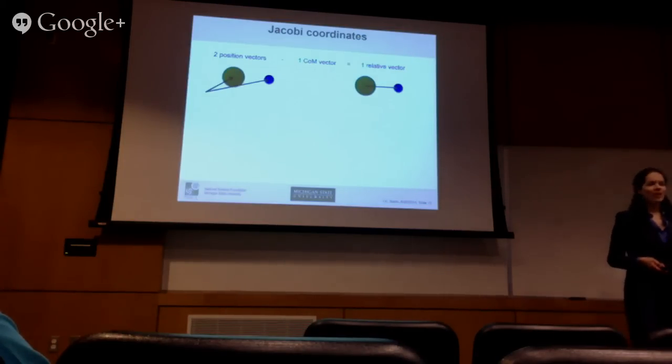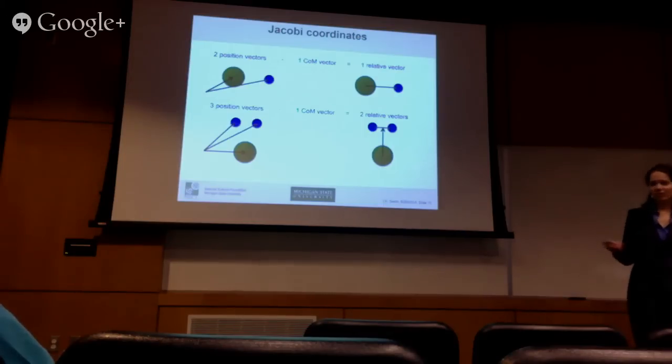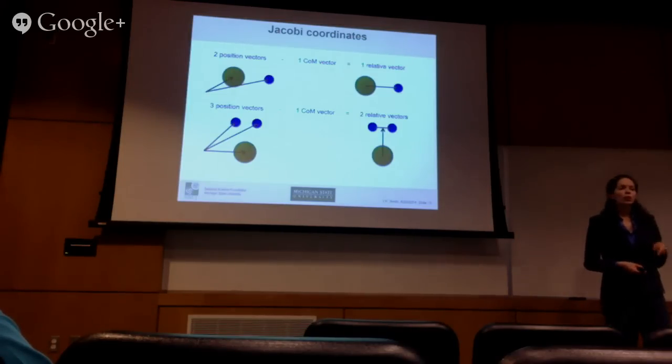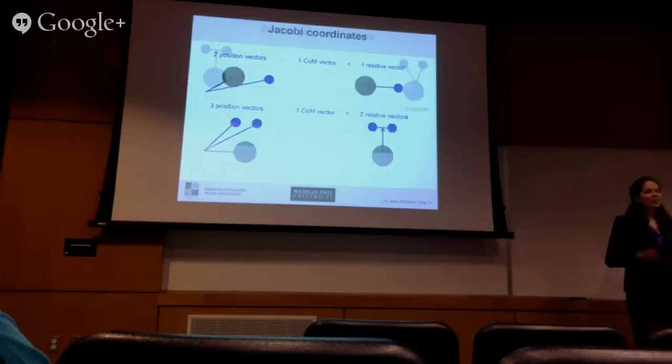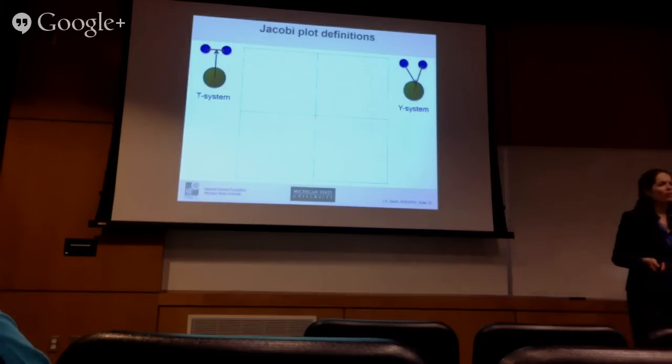Now, if you have a three-body decay, you can do the same kind of thing. You have three position vectors, and when you boost to the center of mass frame, now you just need two relative vectors to define the system. You can define this system with these two relative vectors in lots of different ways, but for the Jacobi coordinates, we're going to define them like this, in what we call the T system and the Y system.